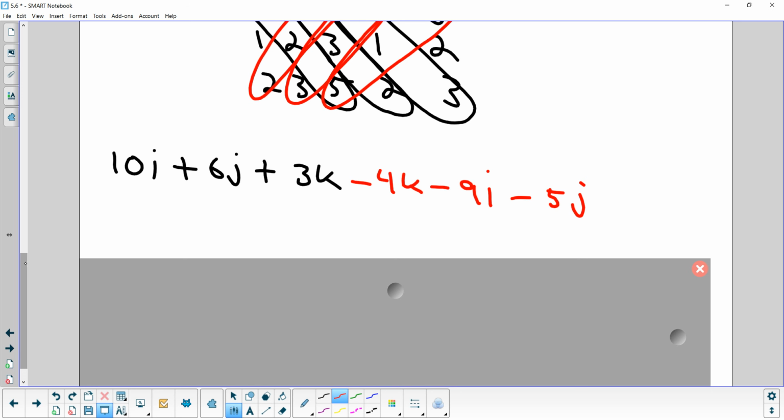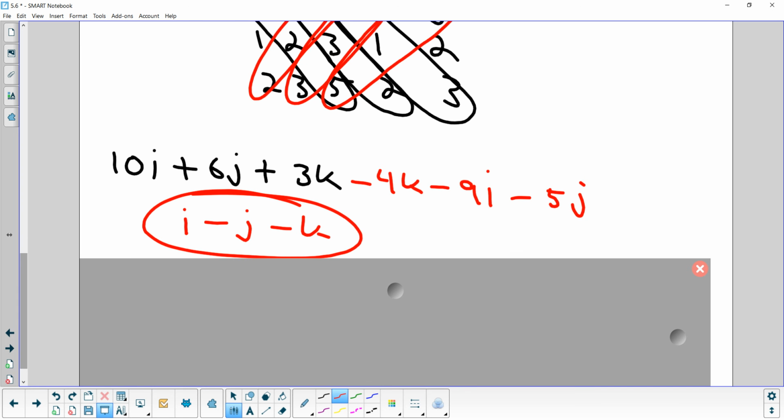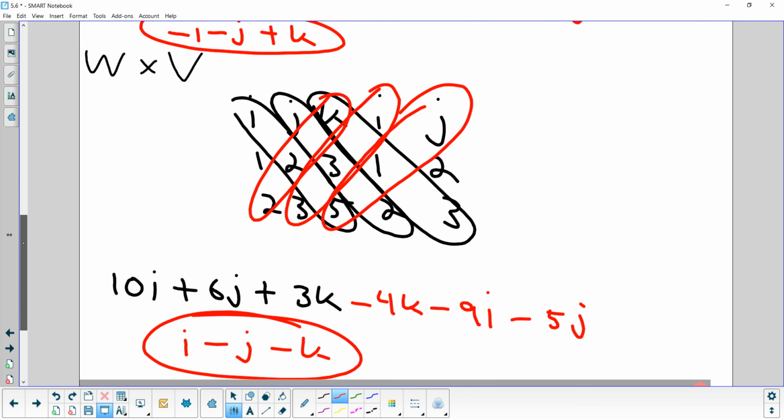Let's combine like terms and see what we get. What's 10i minus 9i? Dom? 1i. 6j minus 5j. Vivian? Just j. And Angie, 3k minus 4k. Negative k. That's the answer we got when we did W cross V.